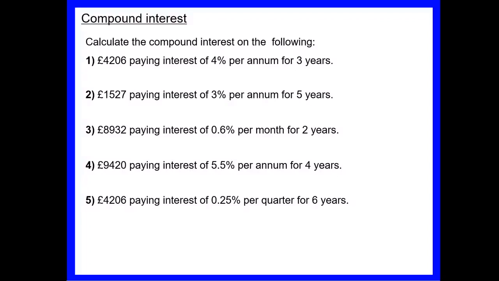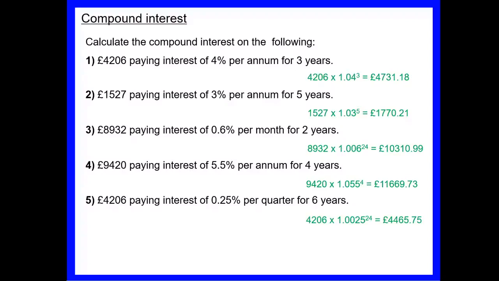Okay, let's talk through the solutions for these then. Alright, so our first one then, we've got our 4%, 3 years, we're paid it per annum, so once every year, so our power is 3, and we get £4,731.18. For our second one, 3%, so 1.03, again per annum, so once every year for 5 years, gives us a power of 5, and we can see our total there.